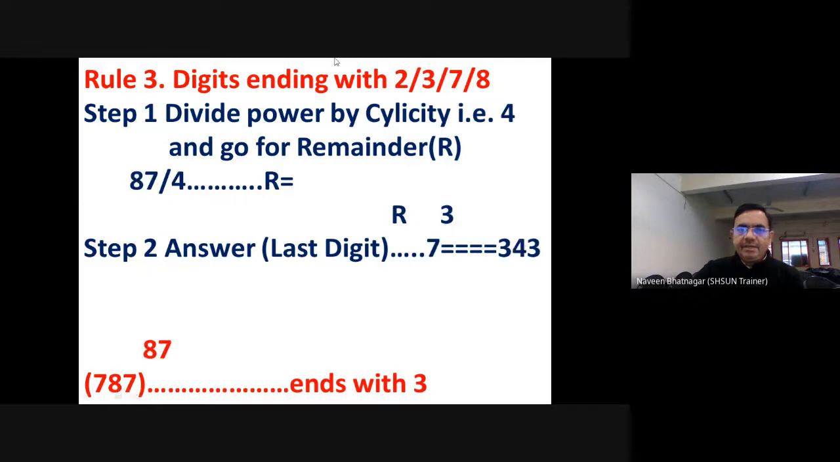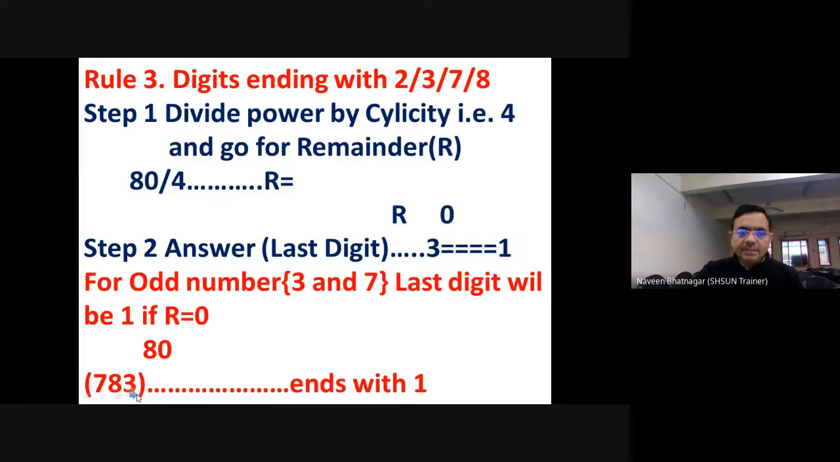In the same way, if the number is 787 raised to power 87, again the number is ending with 7. So I will divide the power by cyclicity, that is 4. 87 divided by 4, the remainder is 3. So my answer will be 7 raised to power 3, that is 343. So the last digit will be 3.